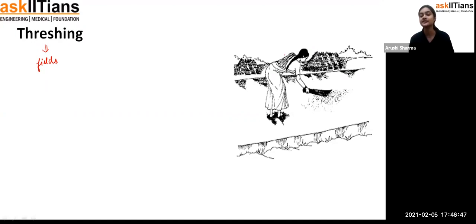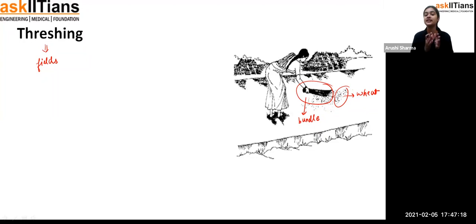As you can see here, this woman has made a bundle and she starts beating it, and when she does, we can see that these small particles, for example wheat, are getting separated out from it. As you can imagine, we can't use the hand picking method here, because if it is a very big field, you can imagine how much crop has grown. So we can't pick out each and every wheat particle from there.